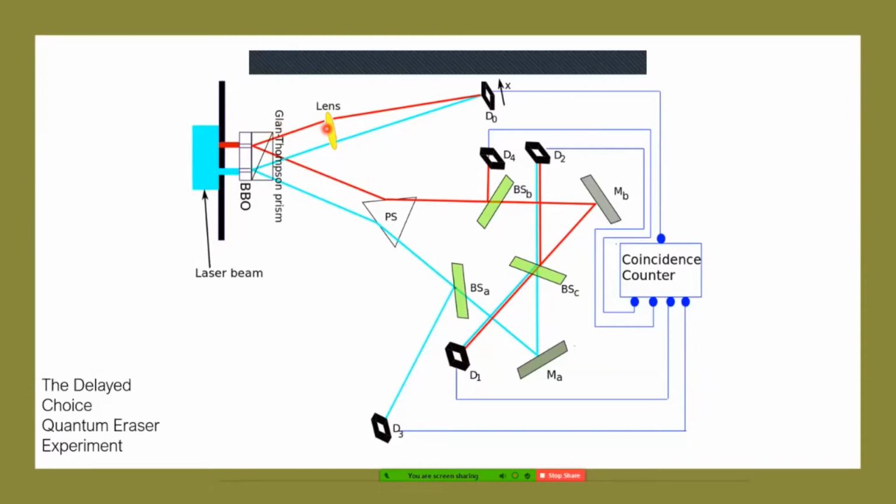Okay, so we have the entangled particles, the entangled photons going through a different way through this system. And the quantum eraser part of the experiment.